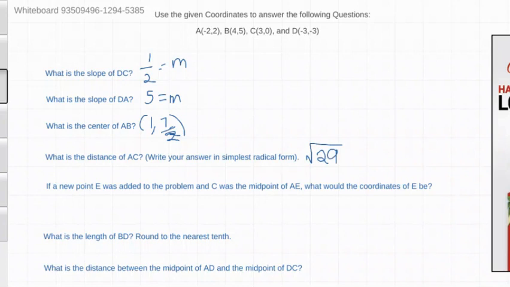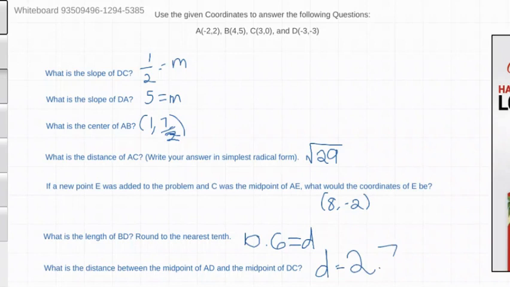If a new point E was added to the problem and C was the midpoint of AE, what would the coordinates of E be? E would be 8, negative 2. What is the length of BD? Round to the nearest tenth. Our nearest tenth answer is 10.6. And since it's length, we know it's distance, so we're going to put 10.6 is equal to D. What is the distance between the midpoint of AD and the midpoint of DC? You need to do a lot of work for this, but the distance is 2.7.